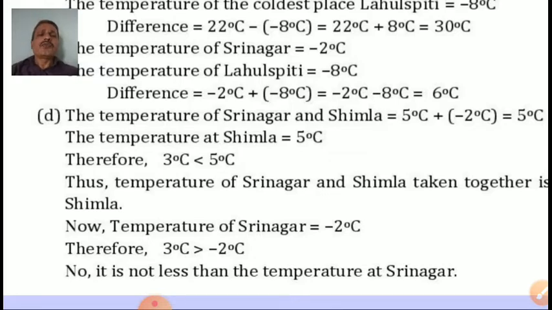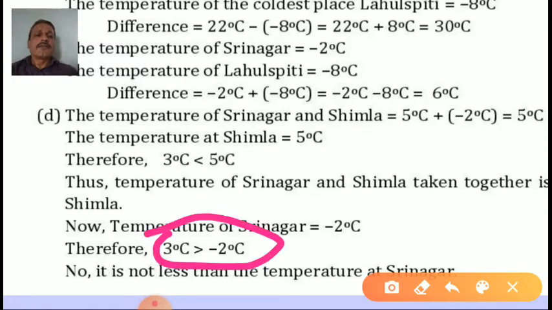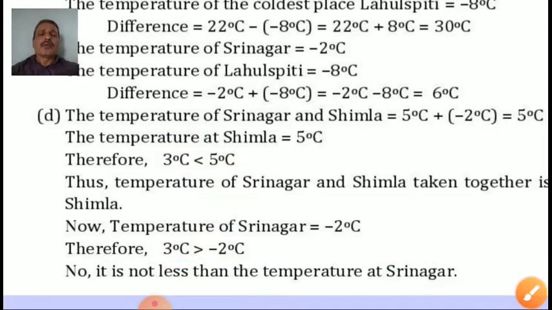Now temperature of Srinagar is minus 2 degree. Minus 2 degree is smaller than 3 degree centigrade. In symbol also we can write here this way. So here the temperature is less than the Srinagar. Okay, so here you can show in symbol also. So I hope you understood how to write this answer.